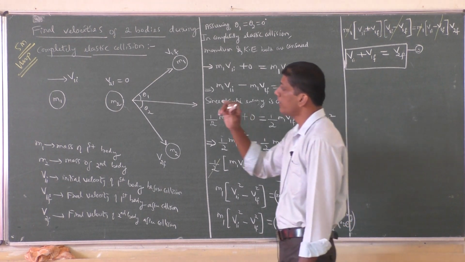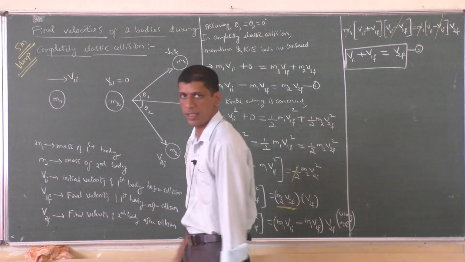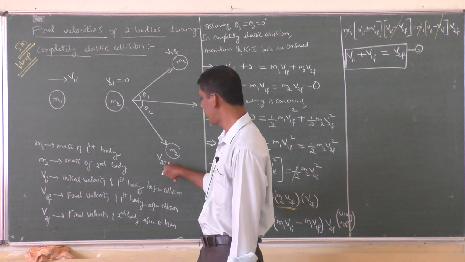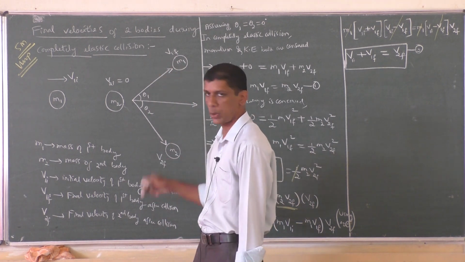Now we have to obtain the derived expression for the final velocity of the two bodies. That means the final velocity of the first body is v1f, and the second body has a velocity v2f. We have to derive the expression for v1f and v2f.